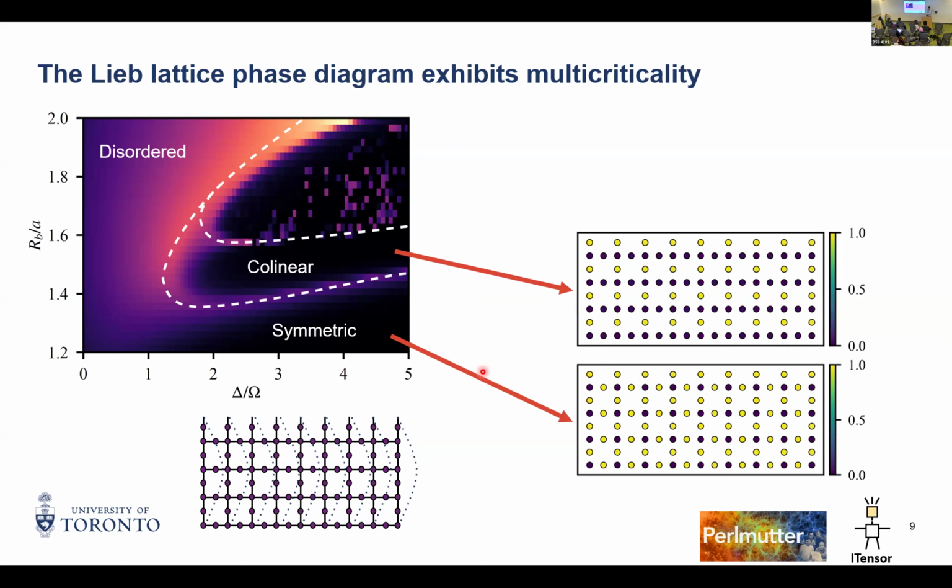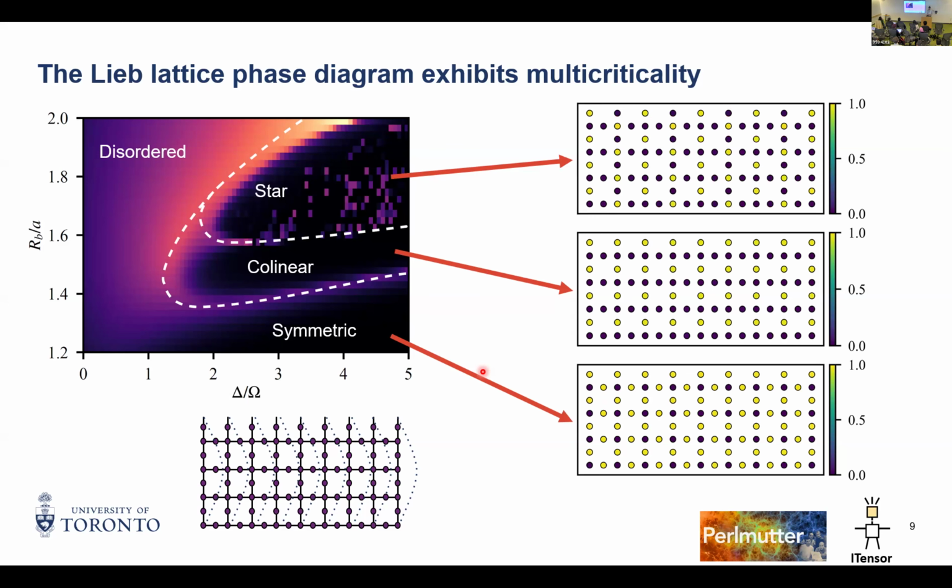If we go up in the phase diagram, we get to another phase that we call a collinear phase because the atoms or the excitations form these stripes. This phase breaks the C4 symmetry of the lattice, so it's more of a phase in the traditional sense. And then if we go up once more, we see the star phase where the excitations form this more complicated pattern on the lattice.